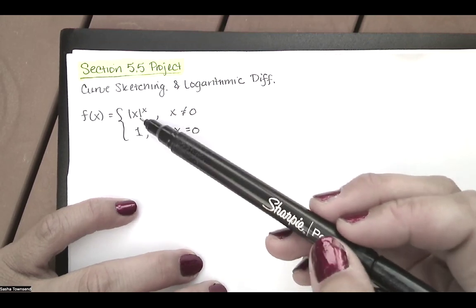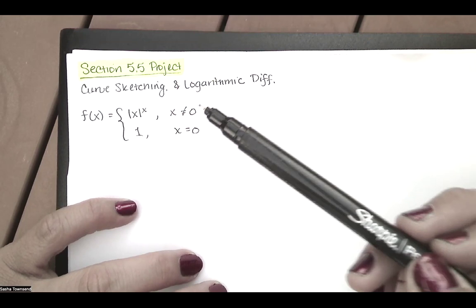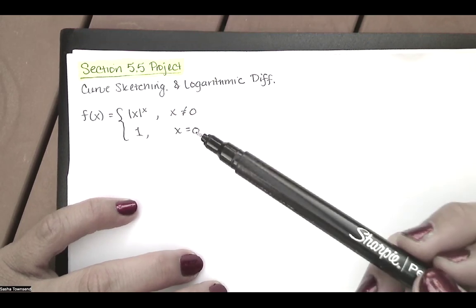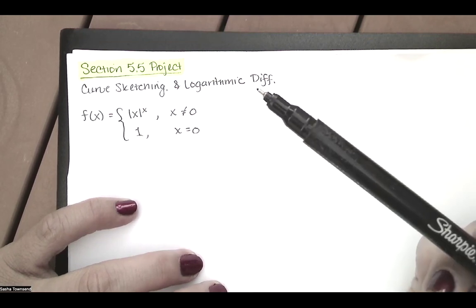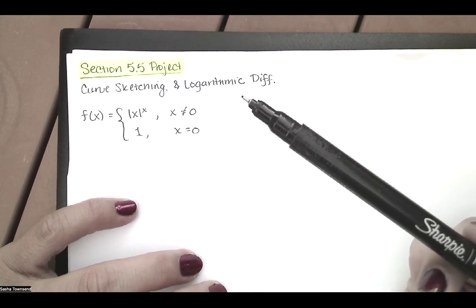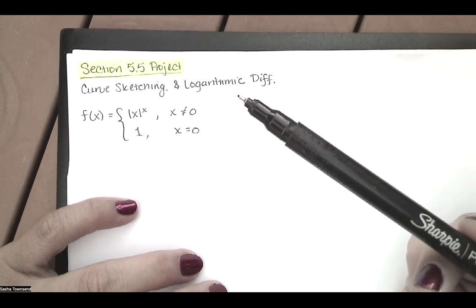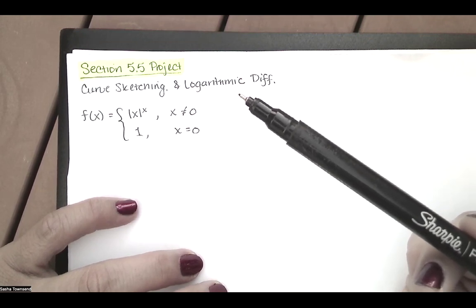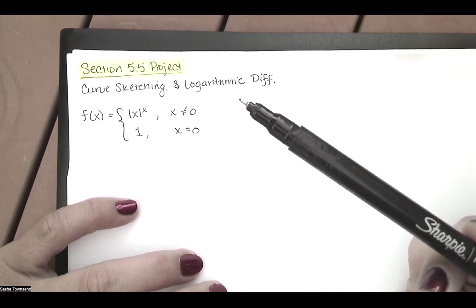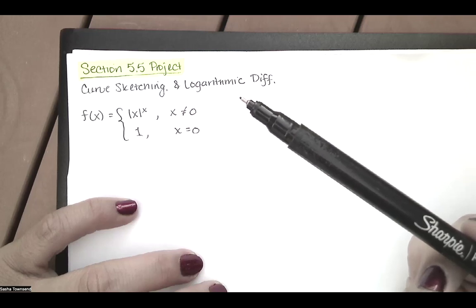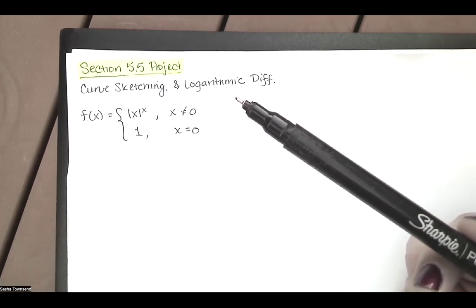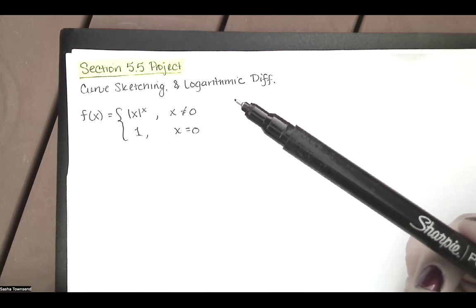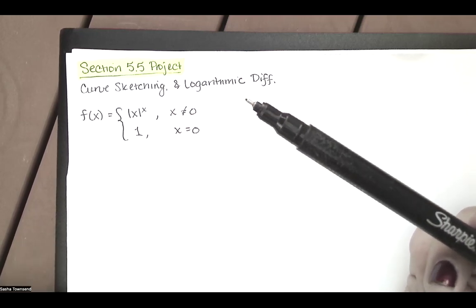It is the absolute value of x raised to the x for x not equal to 0, and 1 when x is equal to 0. It turns out that this function is well-defined for all real numbers and it's continuous at x equals 0. We'll show that. And then we'll compute the first and second derivative and use them to infer relative extrema, points of inflection, the intervals where the function is increasing or decreasing, and the intervals where the graph of the function is concave upward and concave downward.